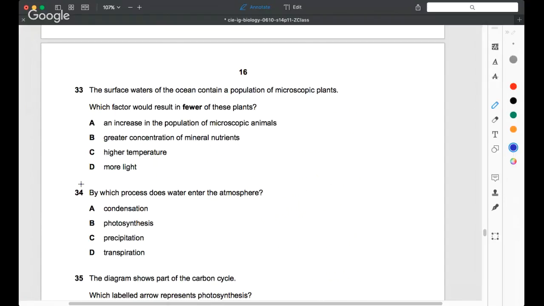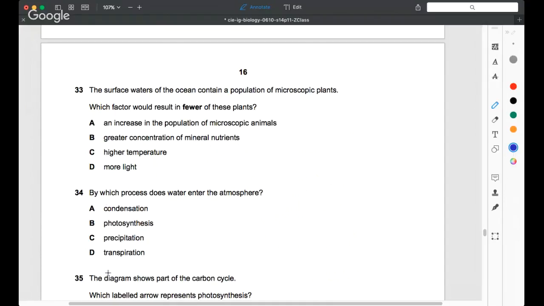By which process does water enter the atmosphere? Condensation, photosynthesis, precipitation, transpiration. So condensation is the process of gaseous water, water vapor, becoming liquid water. Photosynthesis is the process of generating complex carbon molecules from carbon dioxide in the atmosphere. Precipitation is the process of gaseous water forming liquid water and falling from the sky, so raining or snowing.